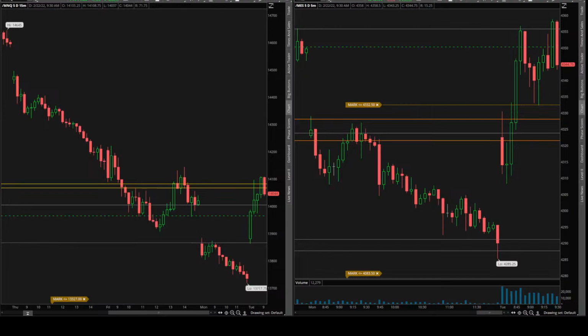I just wasn't able to... I got in a little bit, but not nearly as much as I would have liked to. So we'll look for a retracement for an entry to go short.